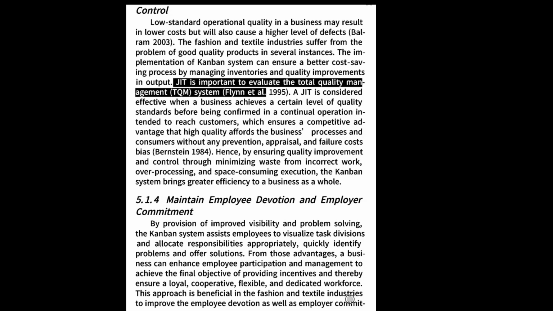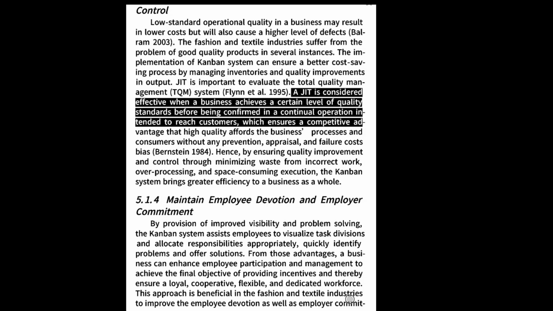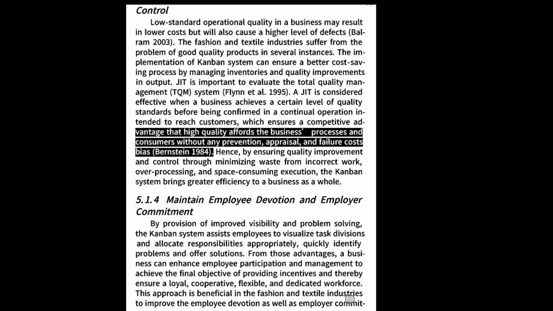JIT is important to evaluate the total quality management (TQM) system. Flynn et al. 1995. A JIT is considered effective when a business achieves a certain level of quality standards before being confirmed in a continual operation intended to reach customers, which ensures a competitive advantage that high quality affords the business processes and consumers without any prevention, appraisal, and failure costs bias.